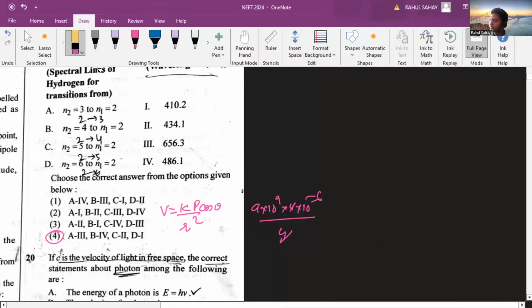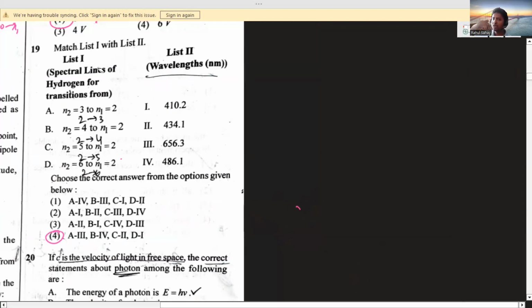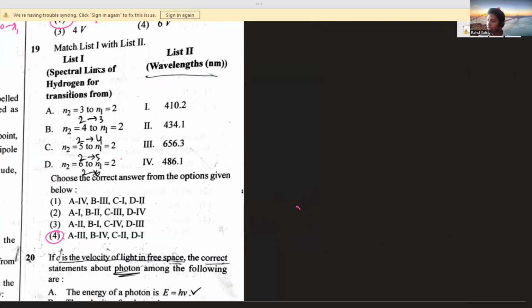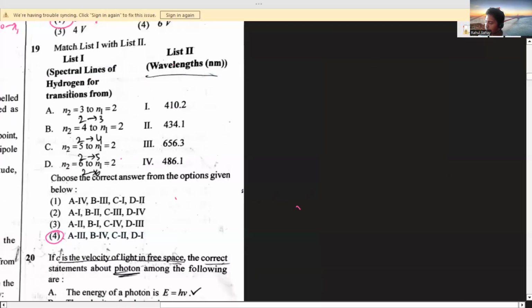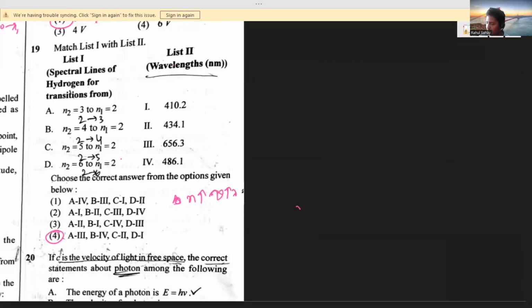Question number 19. Just one concept. As the number of spectral lines increases, energy will be more. The gap of the spectral line is more, and delta E will be more. This frequency will be more, wavelength will be less. So when the electron jumps from higher to 2, the energy will be more, frequency will be more, wavelength will be less. See, when electrons are jumping from a higher to a lower orbit, this 6 minus 2, 4. So energy will be more, wavelength will be less.